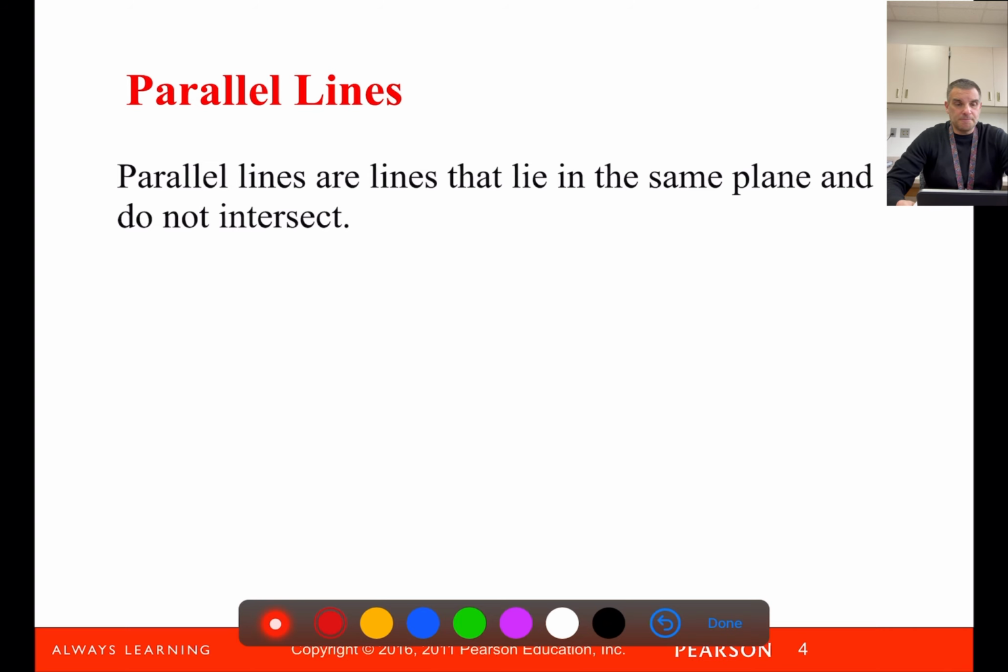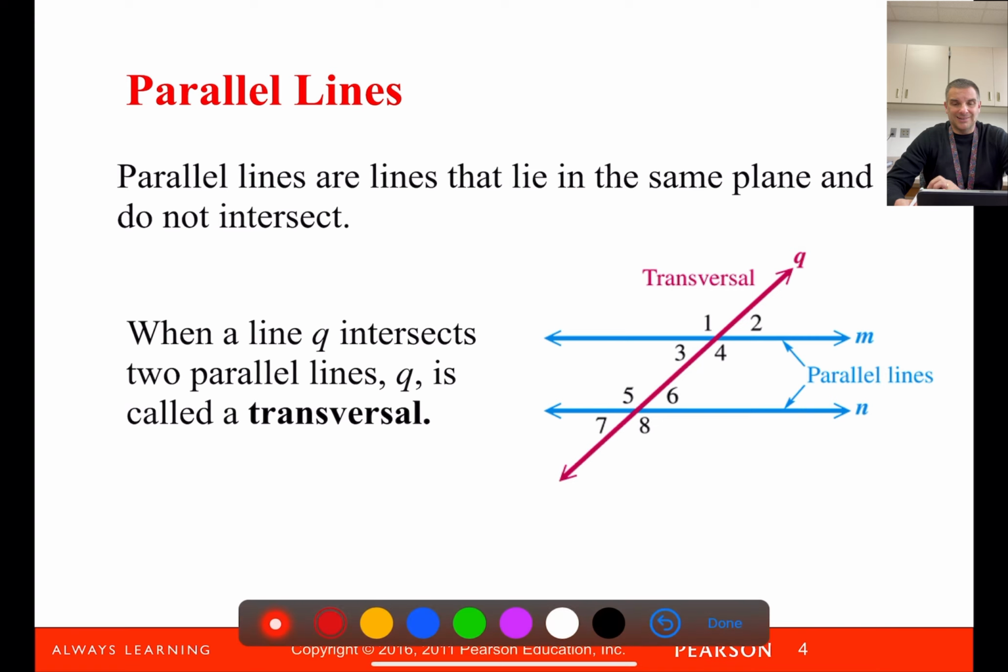Parallel lines. Remember, parallel lines are lines on the same plane that do not intersect. So in this case, these two blue lines are parallel lines. Parallel lines are intersected by what we call a transversal. That's the red line. That's the transversal. Now you'll notice that the transversal breaks the parallel lines into different quadrants. So we've got angle 1, angle 2, 3, 4, 5, 6, 7, and 8.